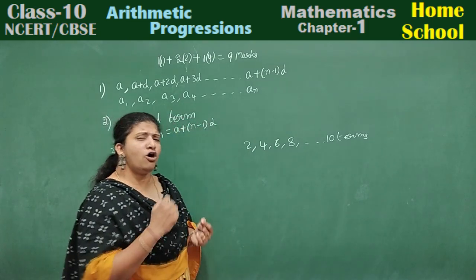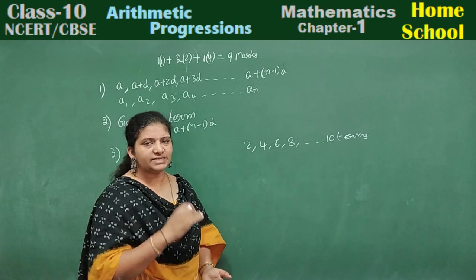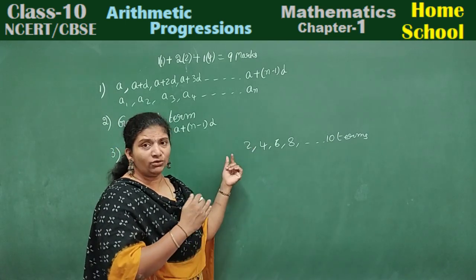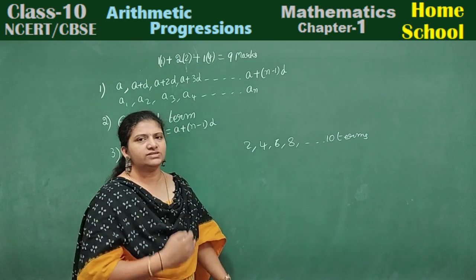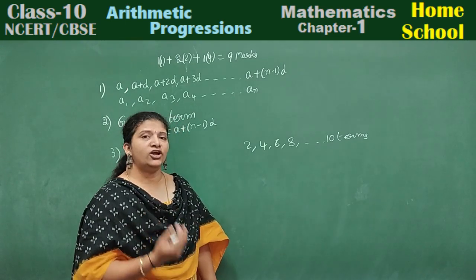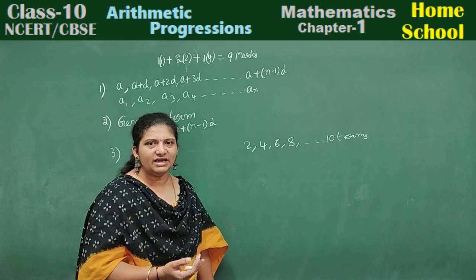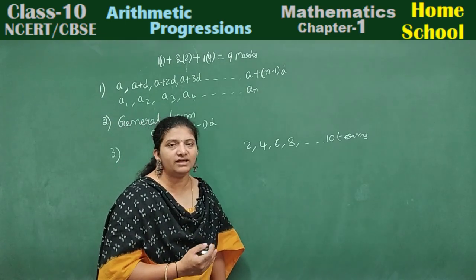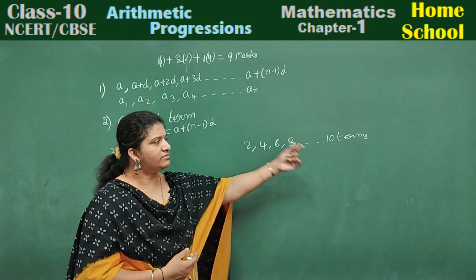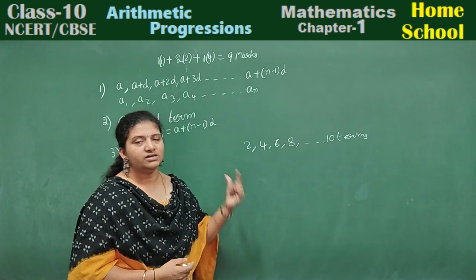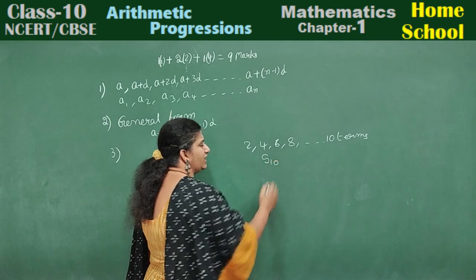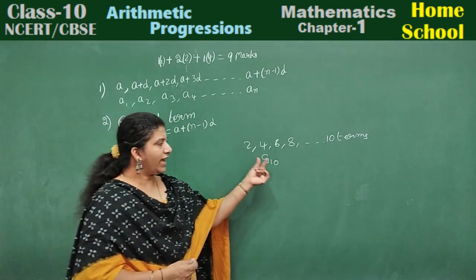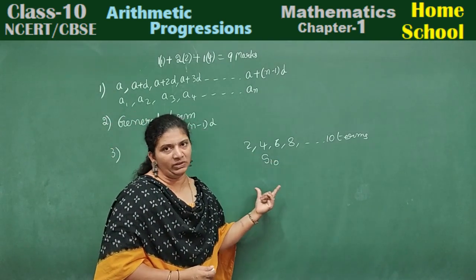So, sum of terms they will ask. Sum means we need to add 2 plus 4 plus 6 plus 8. If we say sum, we call it a series, and that can be represented by the letter S. How many terms are there here? 10 terms. Sum of 10 terms. That means S10 we need to calculate. So, to calculate this, there is a formula.